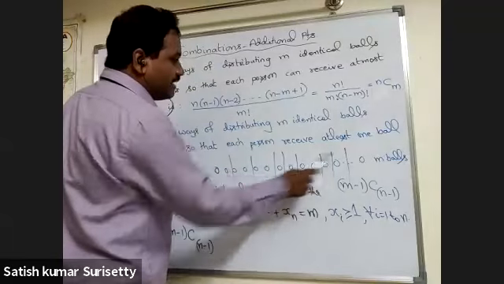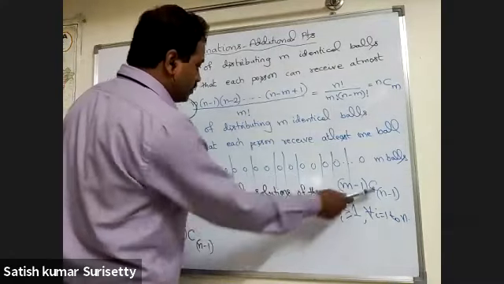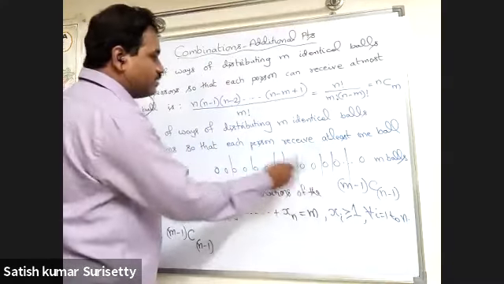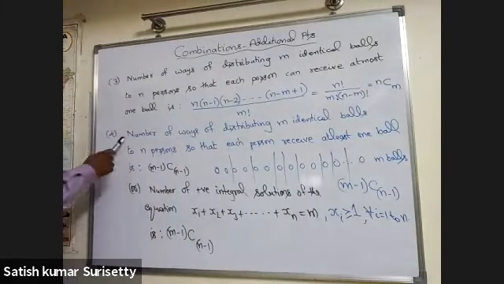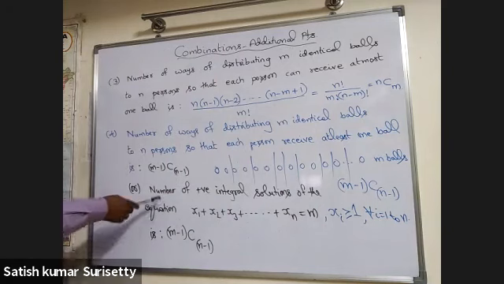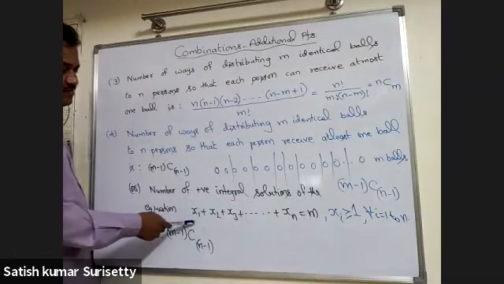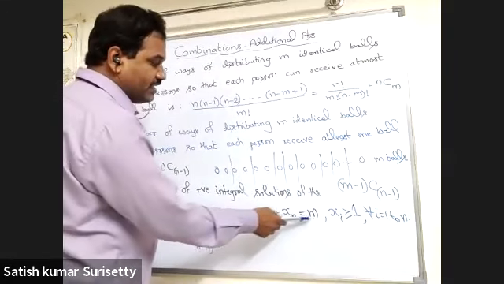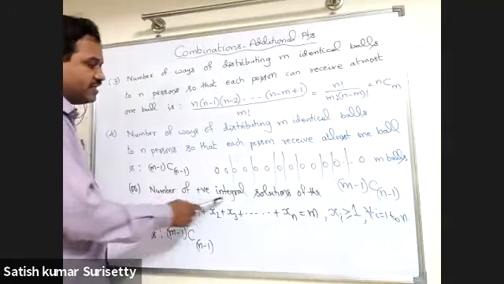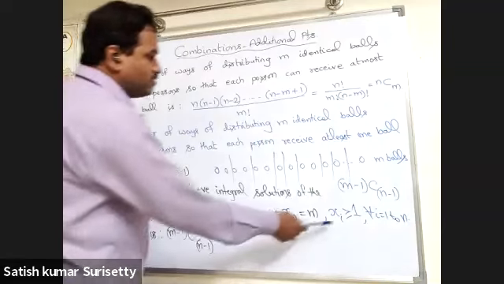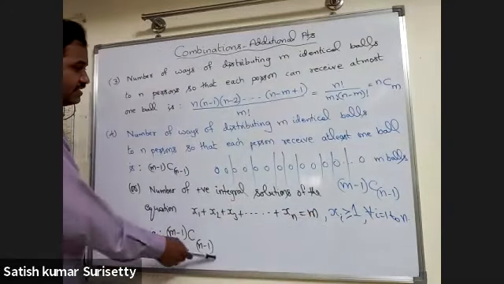So in between there are m minus 1 possibilities, and the gaps will be n minus 1, so that the parts will become n. So it will be m minus 1 C n minus 1. And this statement is also the same as the number of positive integral solutions of the equation x1 plus x2 plus x3 and so on xn equal to m, where xi is greater than or equal to 1. Because we are saying positive integral solution, it must start from 1 onwards only, which is also the same as m minus 1 C n minus 1.